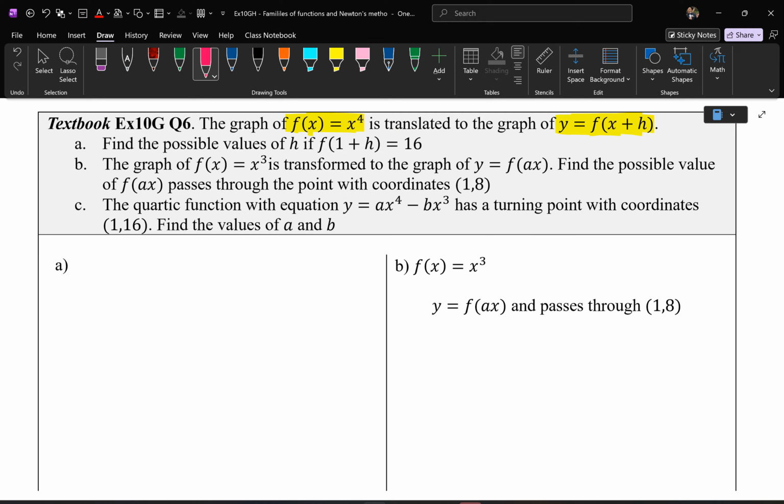Sounds hard, but it isn't. What is it asking me to do? Well, how would you start off this question? Hands up if you have an idea.